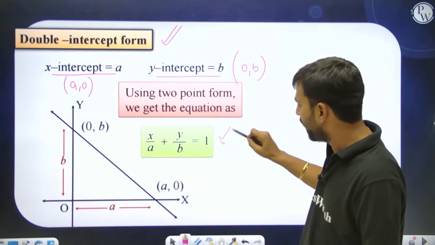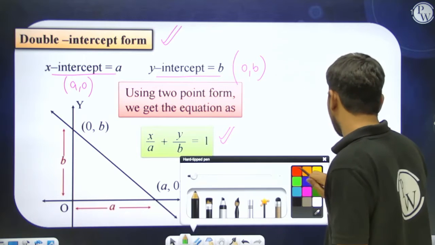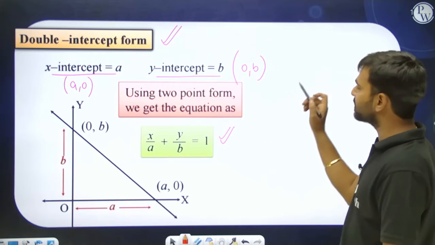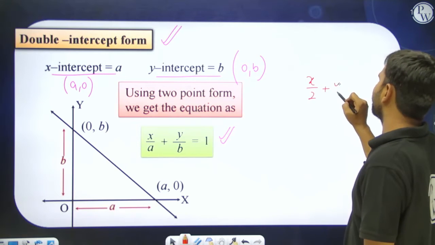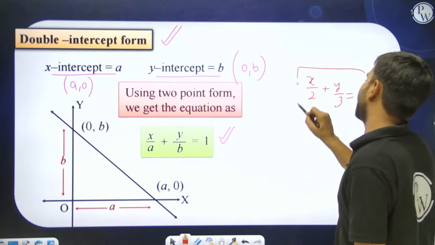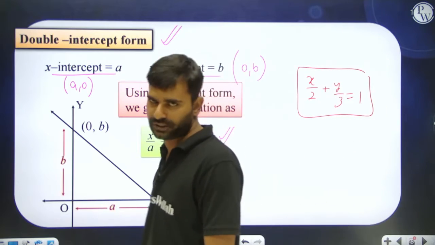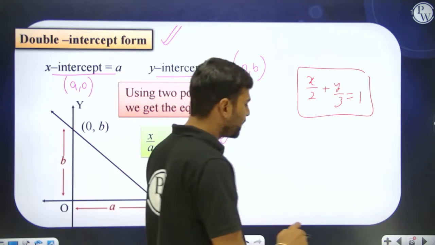So the advantage of this is, let's say I have given you a line like this, then you can directly tell me what the x-intercept is. The x-intercept is 2, y-intercept is 3. Okay, any line can be converted into double intercept form.